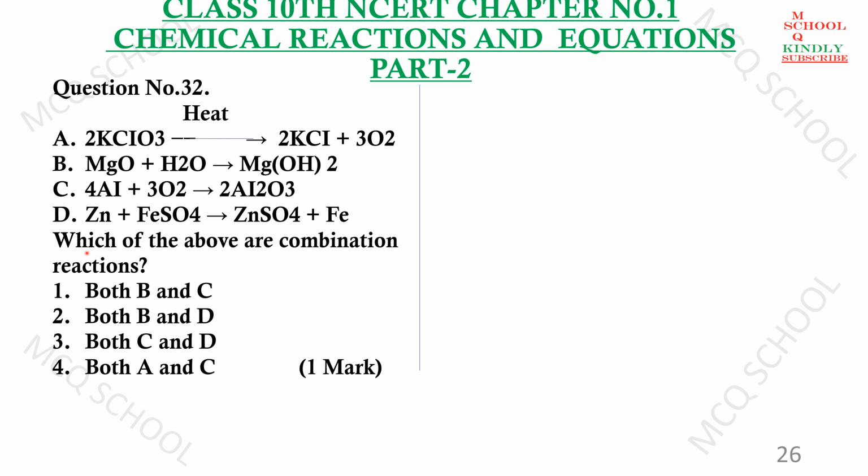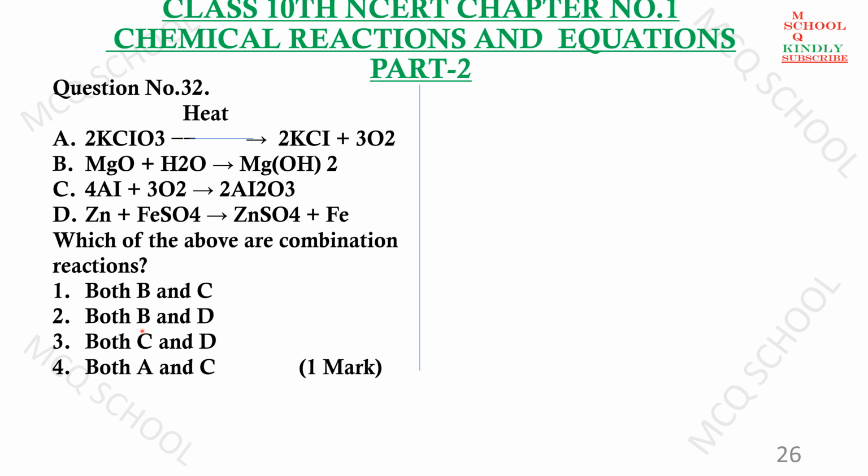We have to find which of the above are combination reactions. So which one is a combination reaction? A. Potassium chlorate converts to potassium chloride and oxygen. B. Magnesium oxide reacts with water to form magnesium hydroxide. C. Aluminium reacts with oxygen to form aluminium oxide. D. Zinc and ferrous sulfate form zinc sulfate and iron. So which of the above are combination reactions?